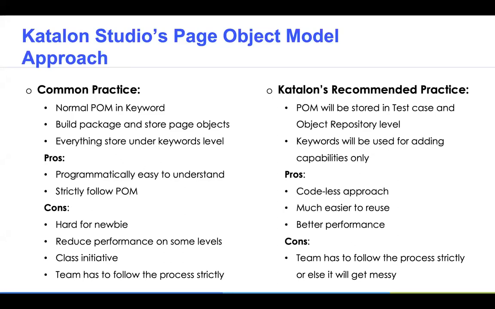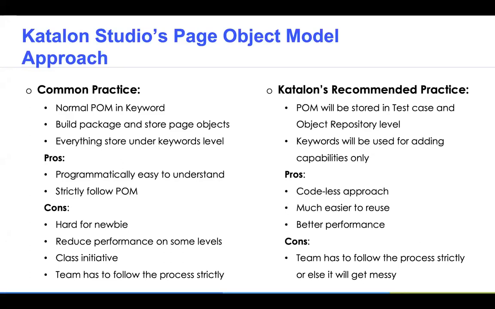The second thing is that it reduces performance on some level. If you are calling from the custom keyword level, it's going to be a little bit slower than calling it using test cases, and I will try to make this clear for you after this part. Another obvious thing is the class initiation. What I mean by class initiation is the new keyword, if you are familiar with Java. And the team has to follow the process strictly or the page object model gets messy really soon. Because of all of these disadvantages, Katalon recommends a different practice.